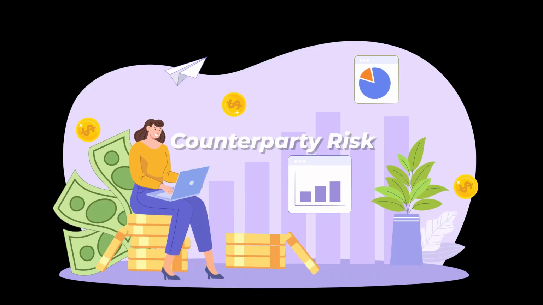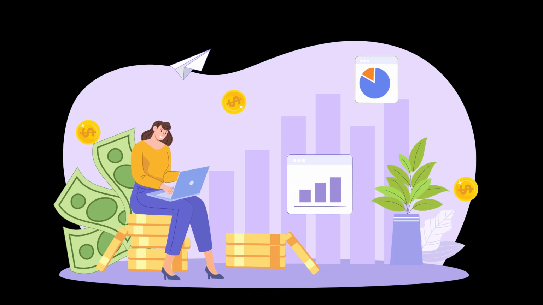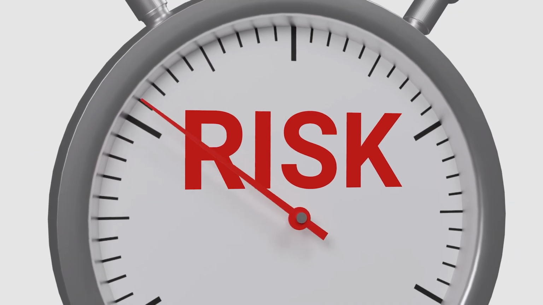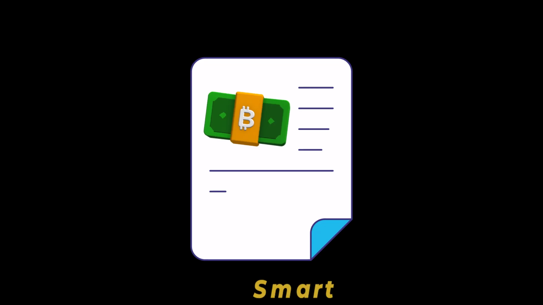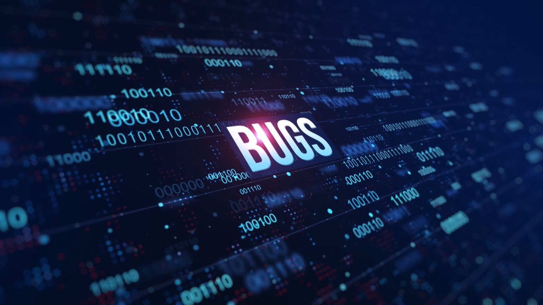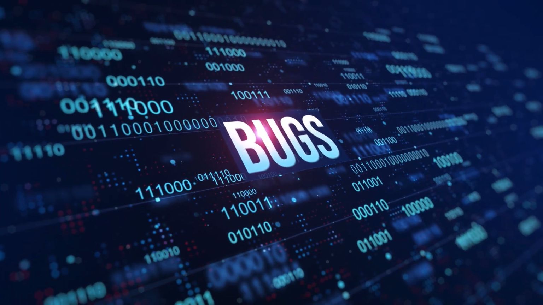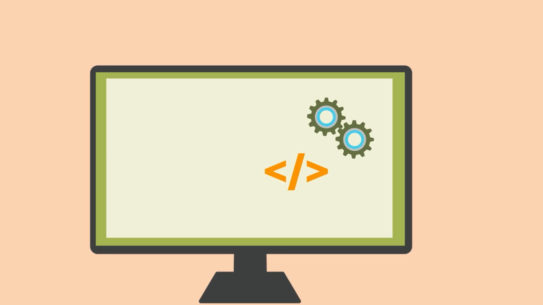Counterparty risk. Borrowers can default. Protocols like Maple perform due diligence, but you still need to assess risk, just like in traditional lending. Smart contract hacks. Code bugs and exploits have cost DeFi over $2 billion in recent years. Stick to audited, battle-tested platforms.